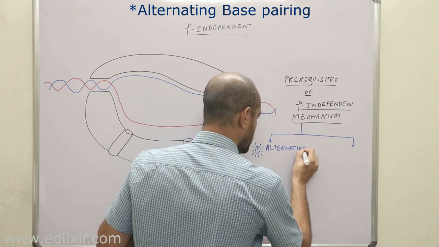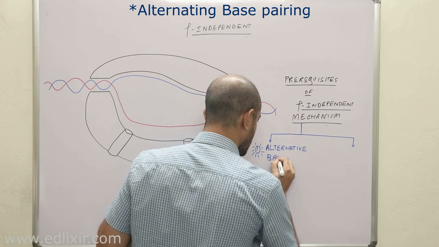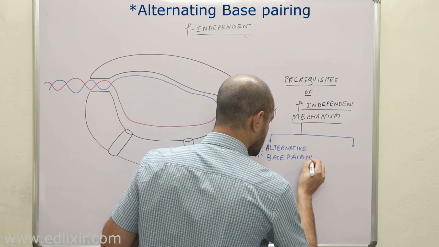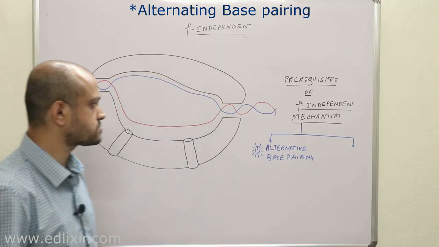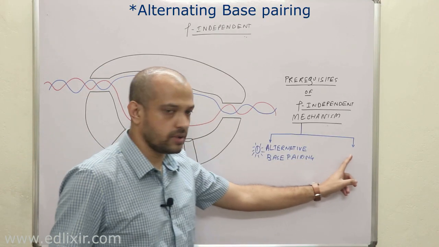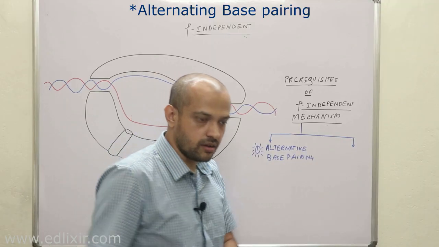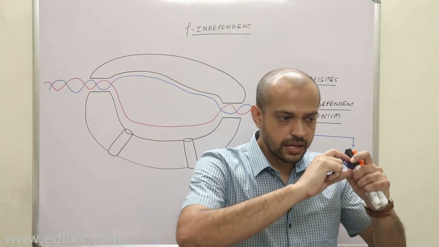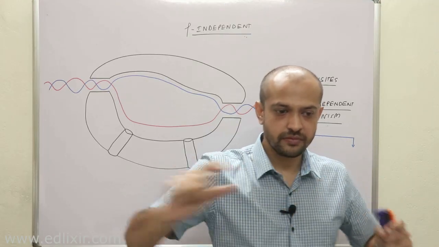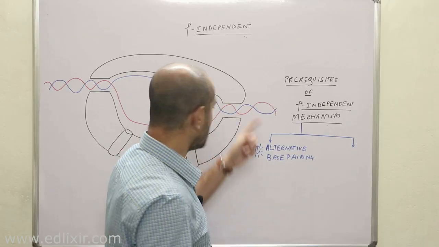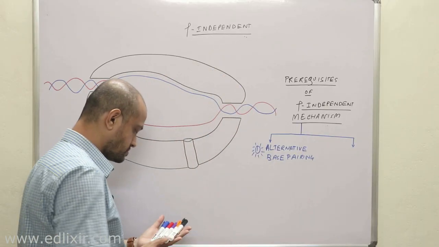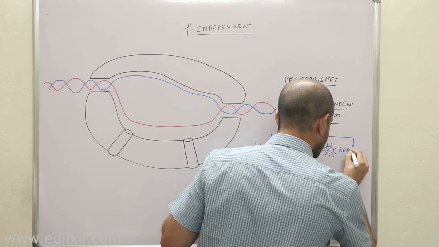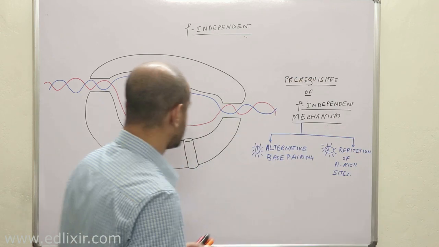Alternative base pairing. Clear? Alternative base pairing. And the second one is the presence of repetition of A-rich sites in the upstream of the DNA. The second point is repetition.